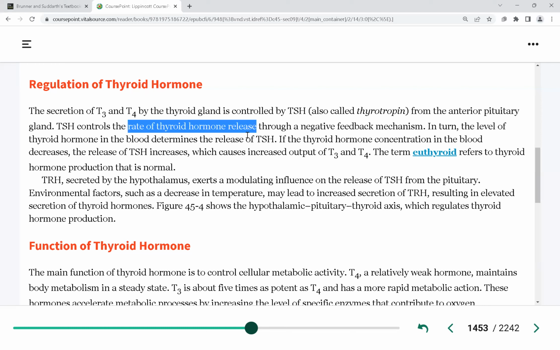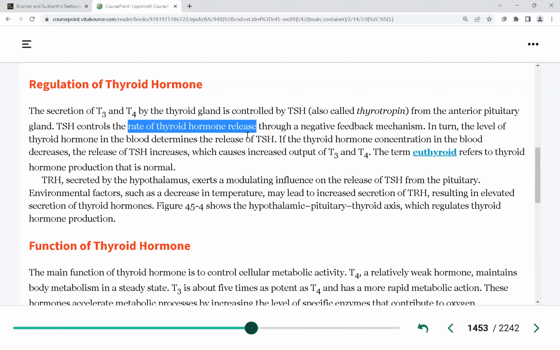TSH, which is produced by the pituitary gland, controls the rate at which the thyroid gland releases the thyroid hormone. It doesn't make the thyroid gland make more. It just causes them to release it. Because remember, we already made it and it's already stored in the thyroid gland. Remember the boba tea? They already made it. It's already in the thyroid gland. All they need to do is to release it.